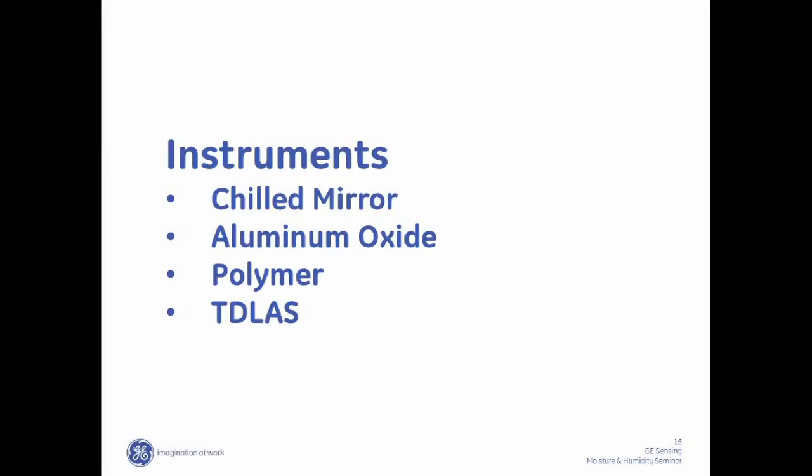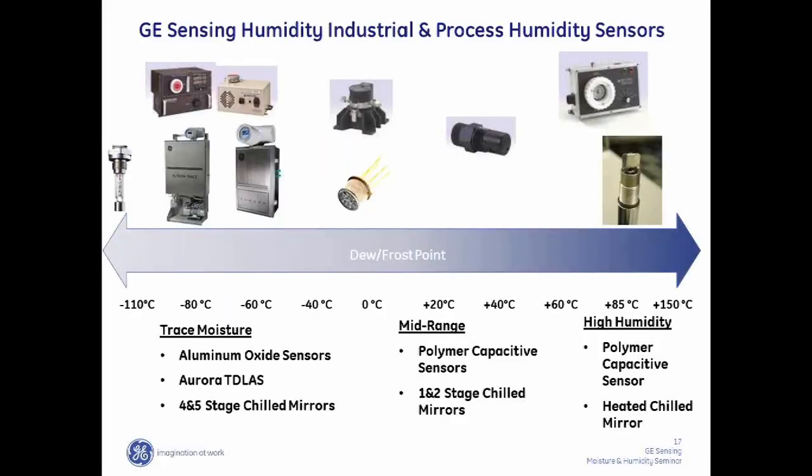And again, there isn't one technology that covers the full range of measurement. We can measure from minus 110 degrees C, which is in the parts per billion level, all the way up to 150 degrees C, which is higher than the boiling point of water. But there isn't one technology that'll cover that full range. In what we call the trace levels, which are normally below about 0 degrees C, we're typically using aluminum oxide sensors or laser or multi-stage chill mirrors.